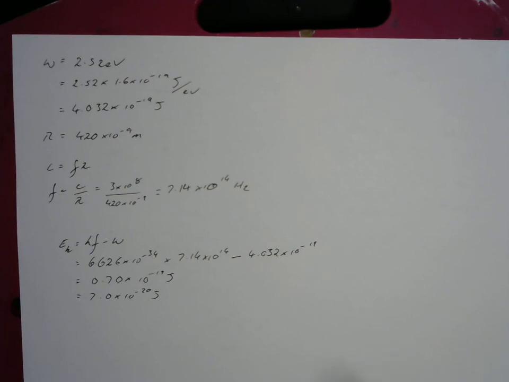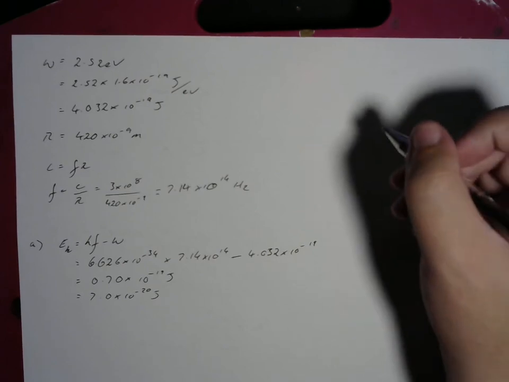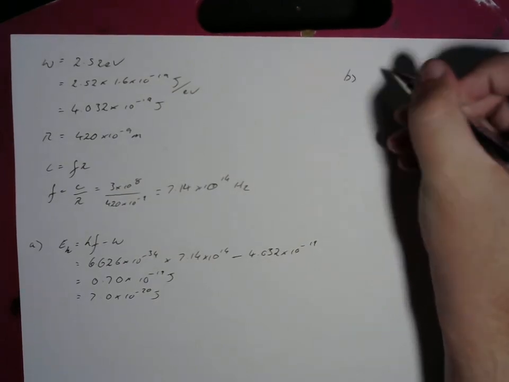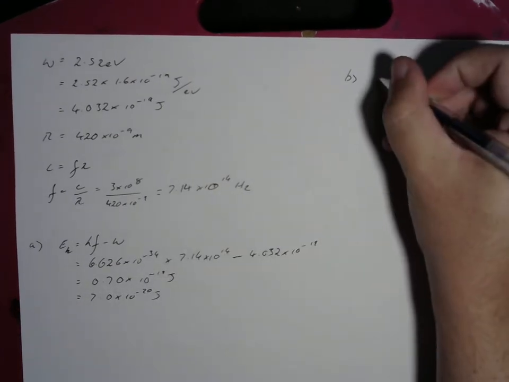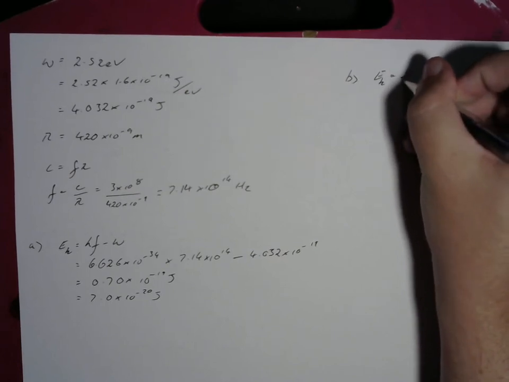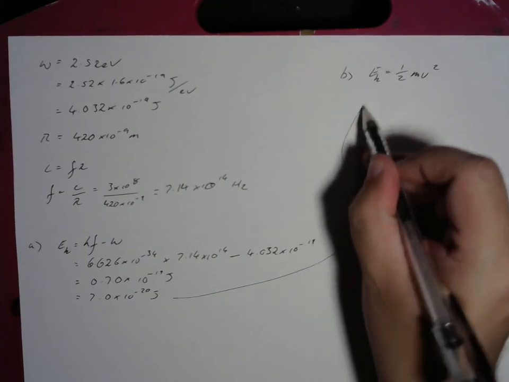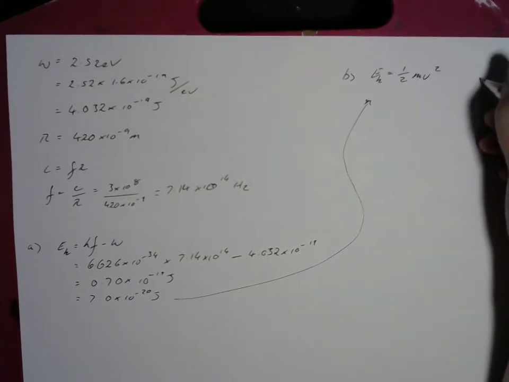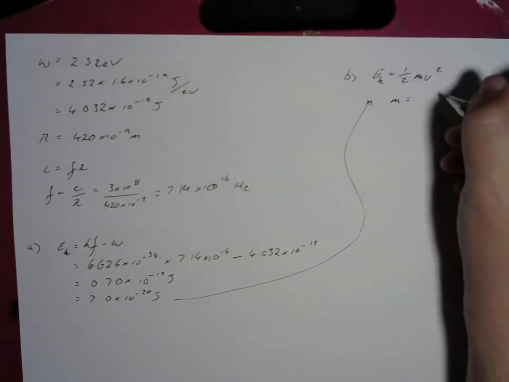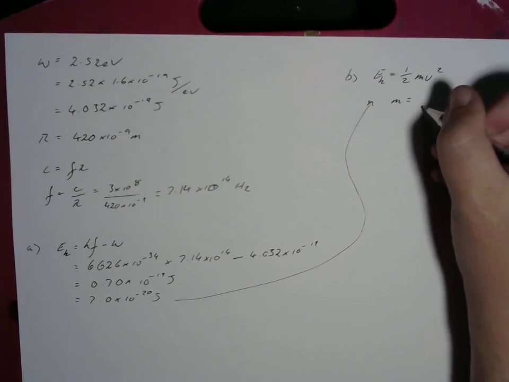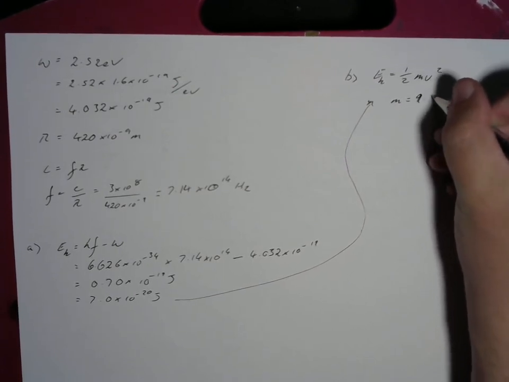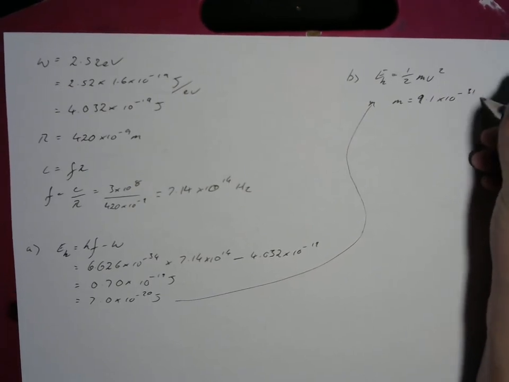Now the second part of the question was, what is the velocity of the electron? So B. So this is kinetic energy, and now we're going to have to use this idea that kinetic energy equals half mv squared. We've got our kinetic energy, and our mass must equal 9.1 times 10 to the negative 31 kilograms.